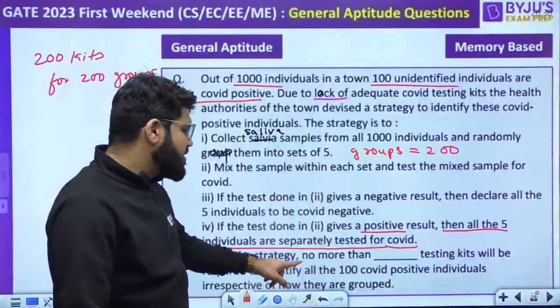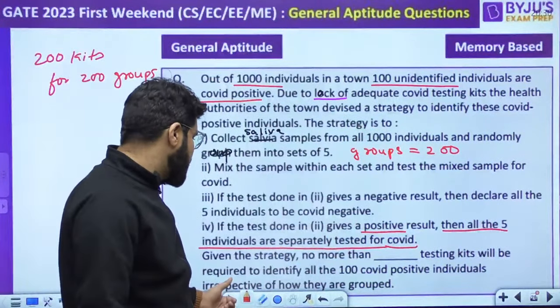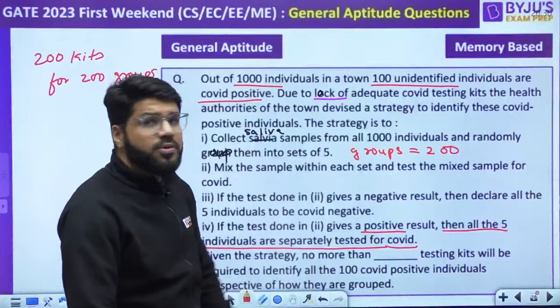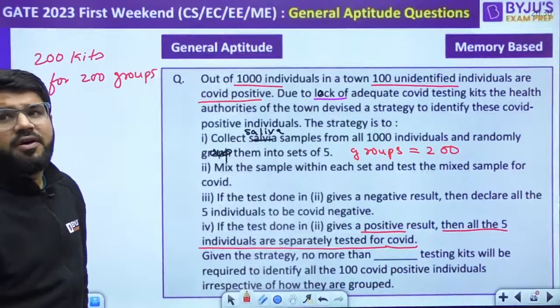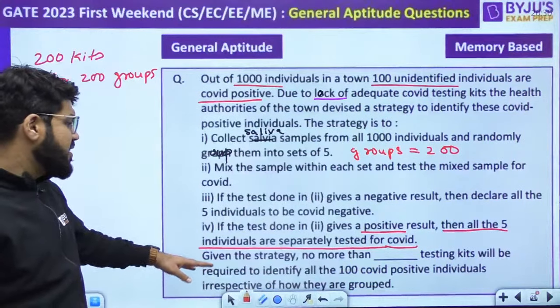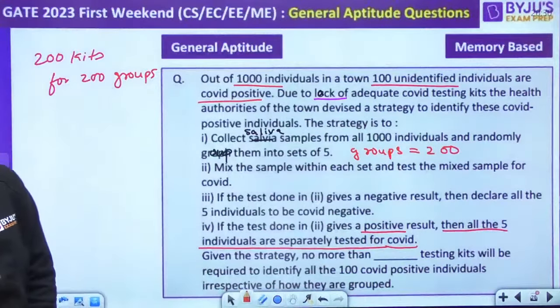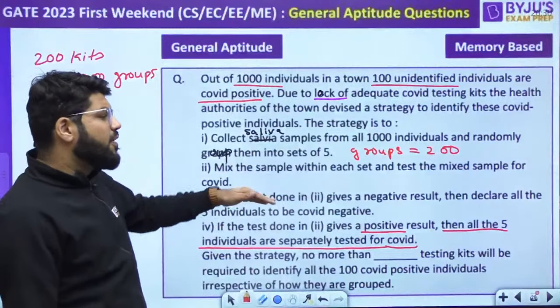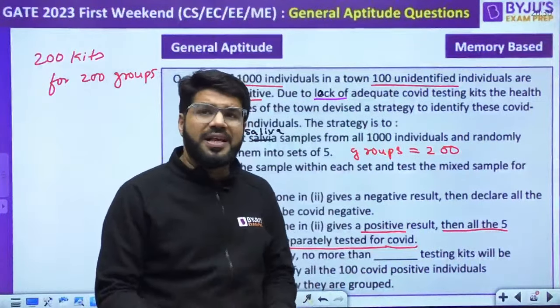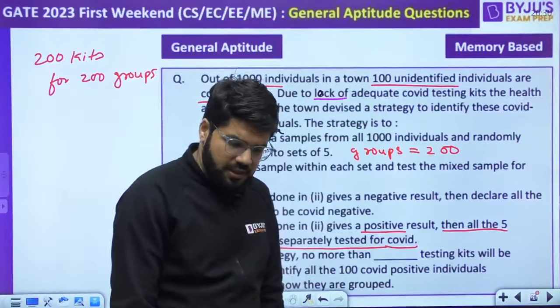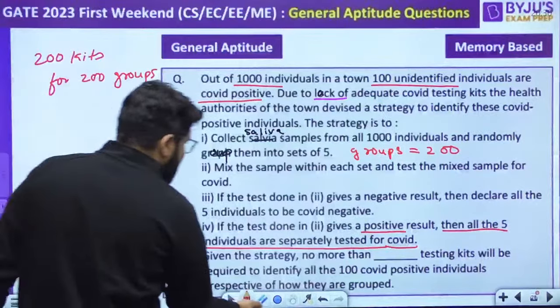This is the question: given the strategy, no more than dash testing kits will be required to identify all 100 COVID patient individuals, irrespective of how they are arranged. So maximum how many testing kits will be required? That is not certain. If a group's result is negative, then we don't need to test those 5 individuals. So what is the extreme case that you can expect here?